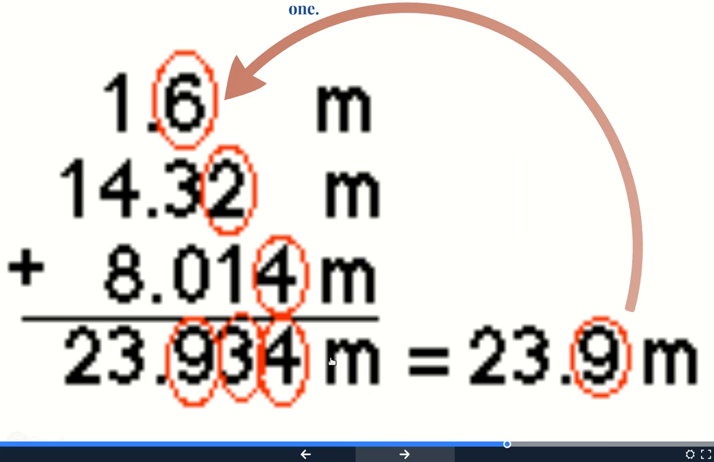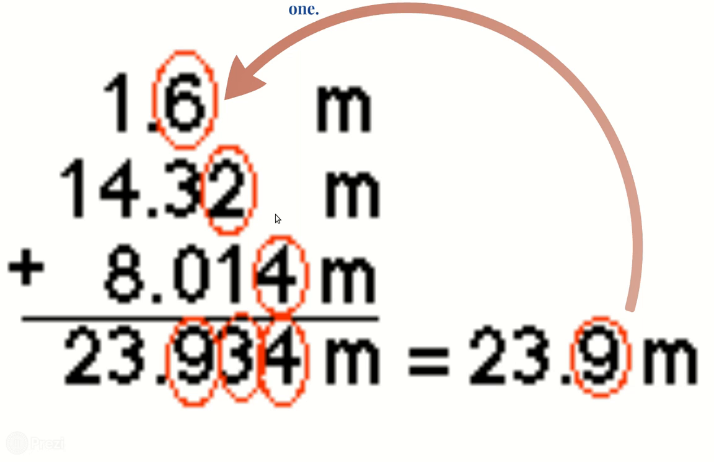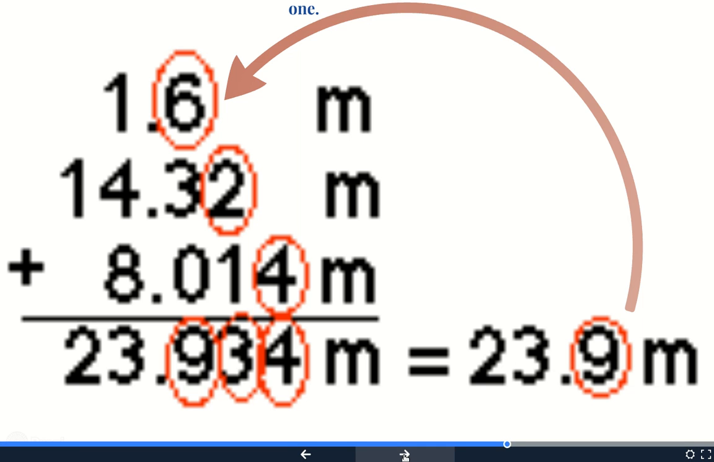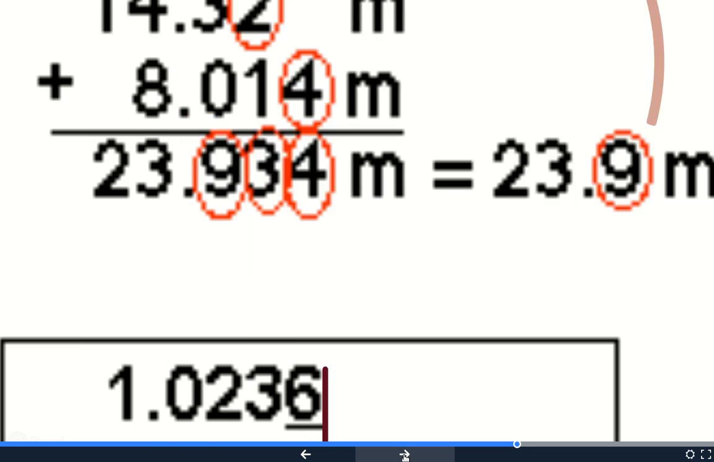So here's another example. This one ends in the tenths, the hundredths, and the thousandths. We do the math. We have to end in the tenths because this is the least precise number. So we round our answer to the tenths place. The 9 is in the tenths place, so our answer must end there. Notice there are 3 significant figures in this number, but there are only 2 here. Because when you're adding and subtracting, you don't count sig figs. You look at the place value, and it has to end in the same place value.